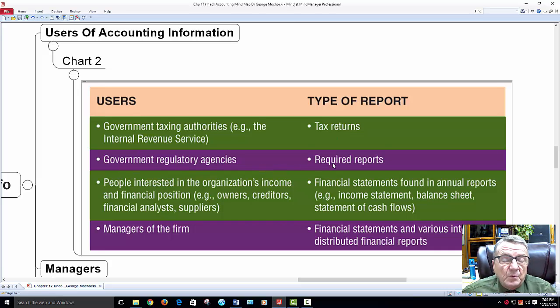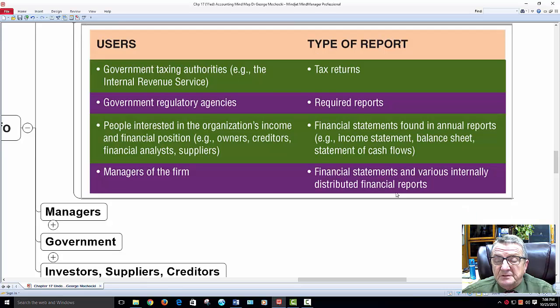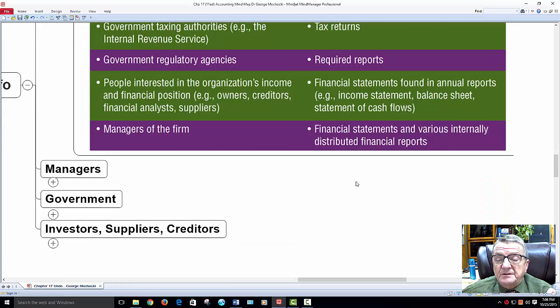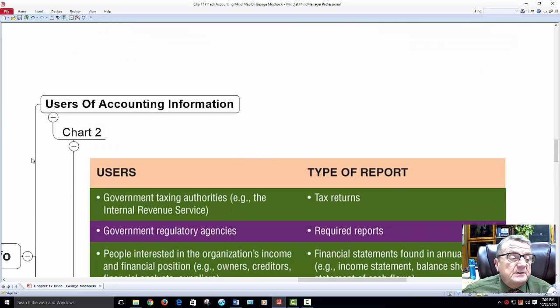Government regulatory reports are required for certain chemicals or processes you're doing. People interested in organizations' income and financial position include owners, creditors, suppliers, and financial analysts, with financial statements found in annual reports. These are the three main ones, though there's a lot of them: the income statement, balance sheet, and cash flow. Managers of the firm use financial statements and various internally distributed reports.